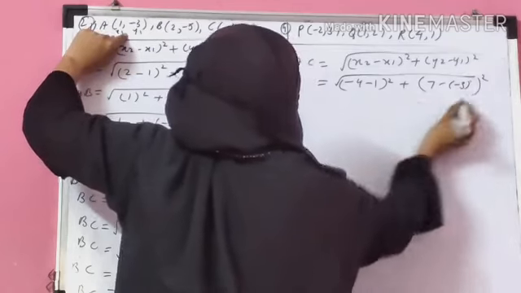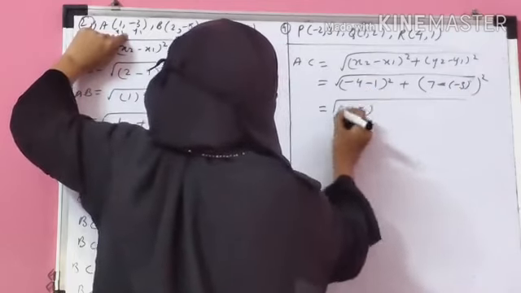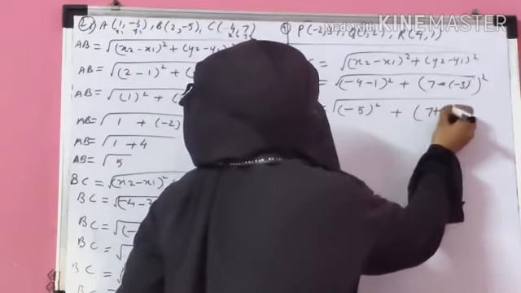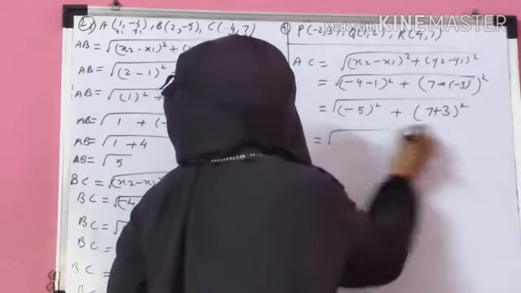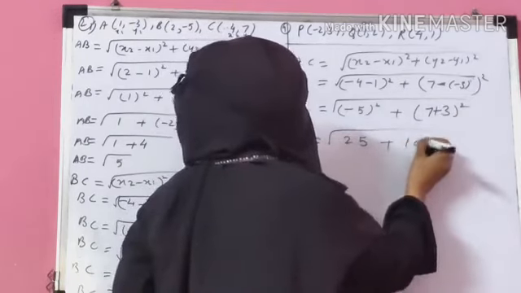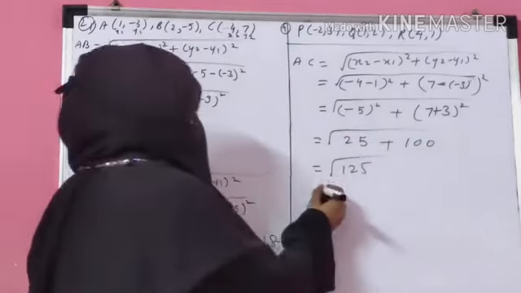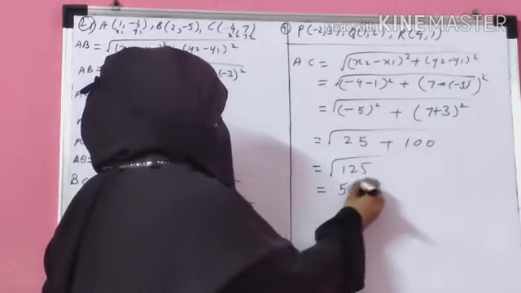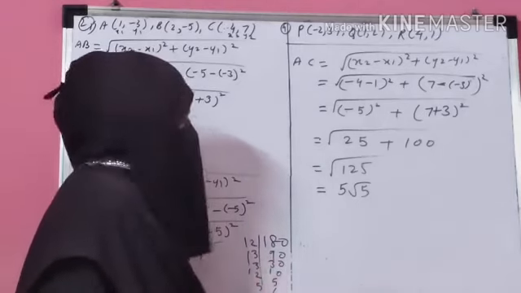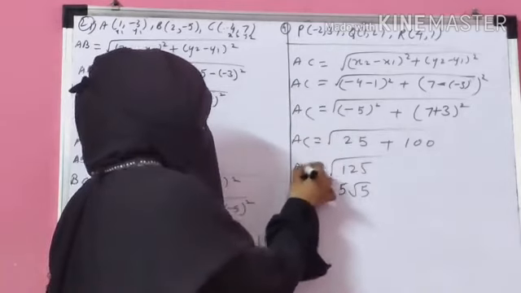Okay. Now the next step is minus 4 minus 1 is minus 5 whole bracket square. Now here 7 minus minus, plus 3. So 7 plus 3 whole bracket square. Next step, minus 5 square is 25. 7 plus 3 is 10. 10 square is 100. So it becomes 125. Square root of 125 is 5 root 5. Okay. 25 5s are 125. So square root of 125 is 5 root 5. This is the distance between point AC.